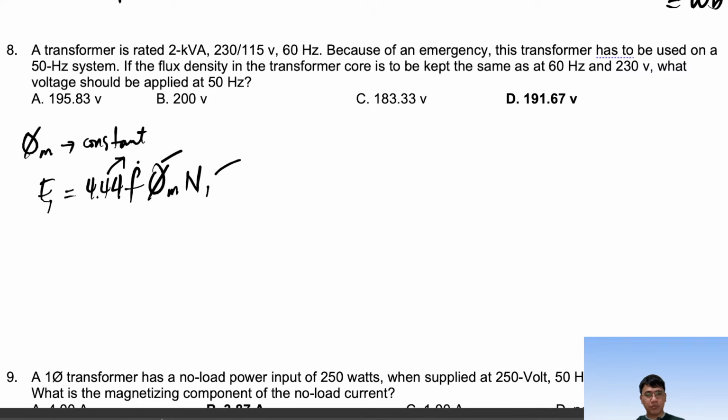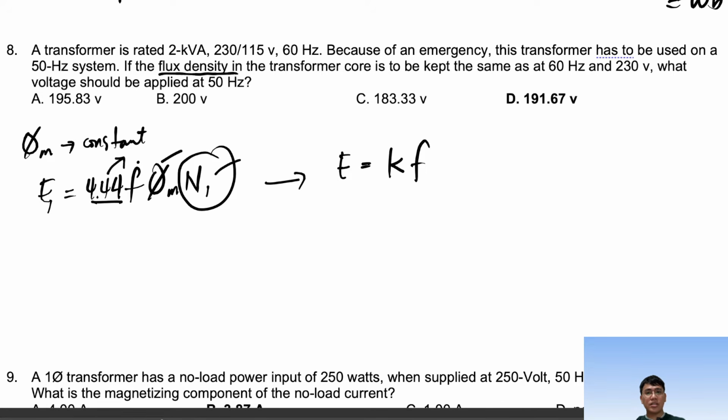So here, we are making 4.44, theta sub m and N constant. It's because it said we are going to keep the flux density constant. And of course, we are using the same transformer, so N is also constant. And of course, 4.44 will always be constant. So we can say E is directly proportional to Kf. Okay.